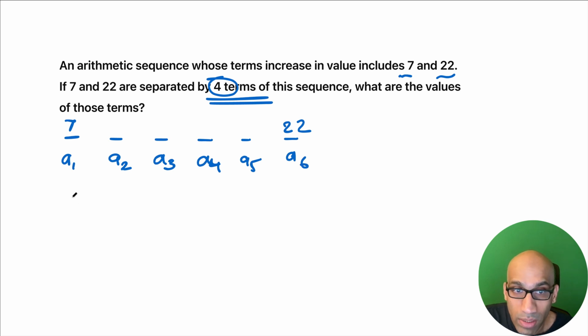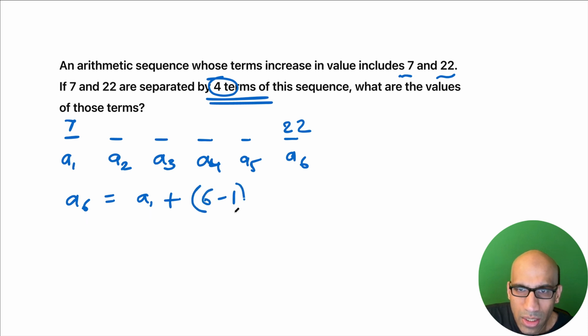And remember, what was the formula we used? We used A6 is equal to A1. So this is equal to this. And do you remember it? It's nice to memorize it. You take this number and you subtract them like this, and you multiply it by the common difference, which is D. We don't have it.